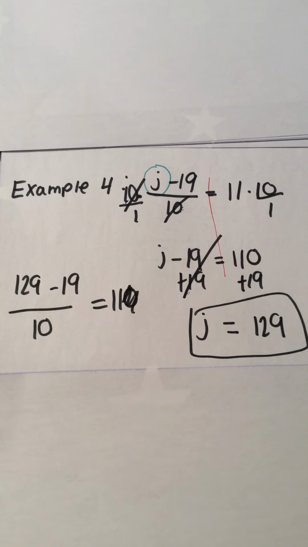So going over the steps, you want to get the variable by itself. Kick out the one that's not with the variable, and then do the last step to get the variable on its own. And then always double check your work.